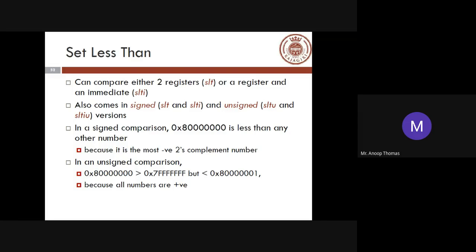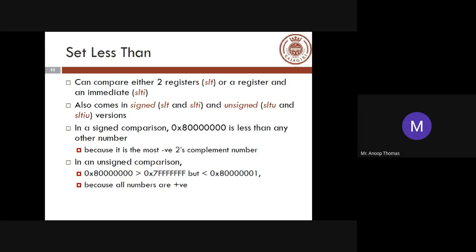So you have two types of set less than. That means a register is set based on whether your numbers are less than or greater than whatever. You can either use two registers for it or a register and an immediate value. So two types of instructions are there: set less than, that is SLT, and set less than immediate. That is basically the difference between these two instructions. One uses two registers, the other one uses one register and an immediate value.